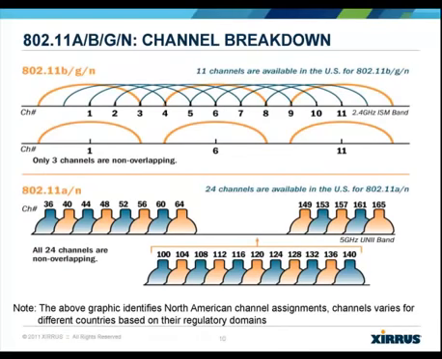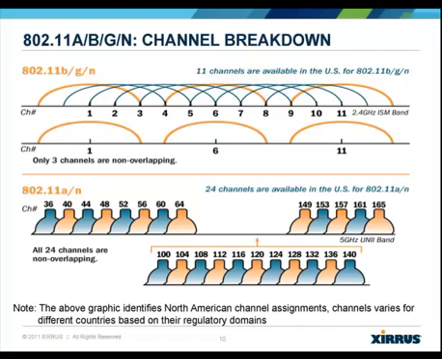Channel breakdown. In the last slide, I introduced the difference between the 2.4 and the 5 gigahertz technologies. The next few slides will get us a little bit deeper. The first thing to realize is the 2.4 band only has 3 available channels that can be used simultaneously without interfering with each other. On the other hand, the 5 gigahertz band offers up to 24 separate channels.